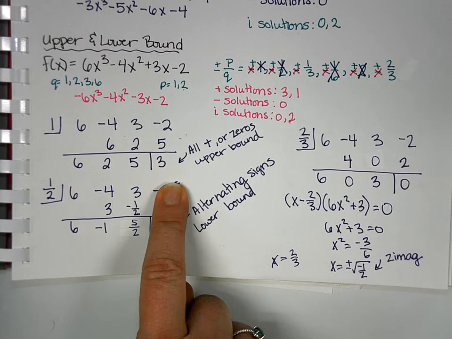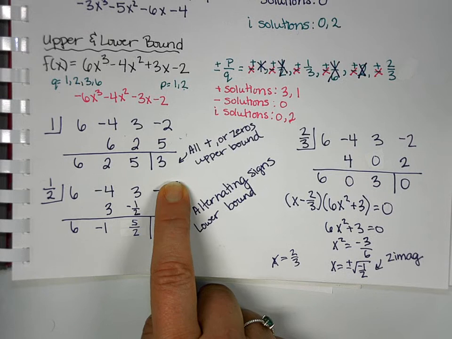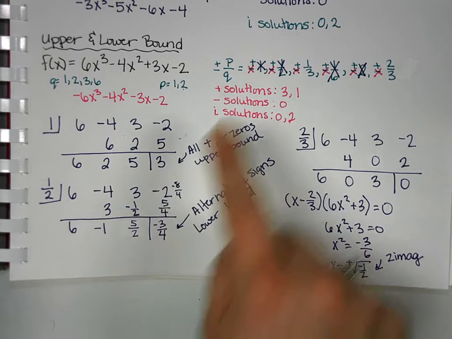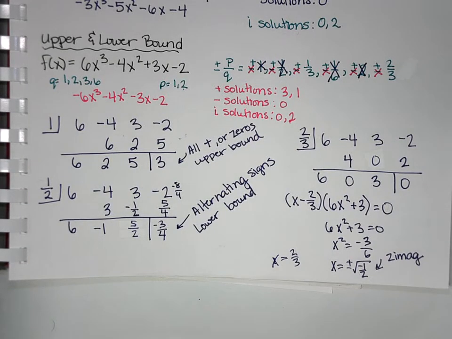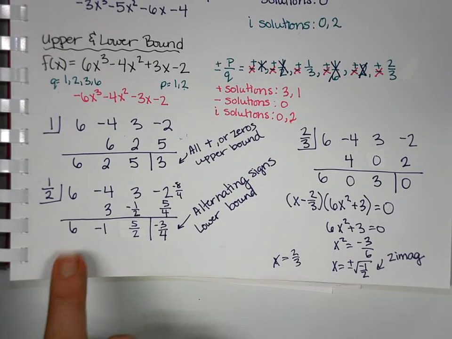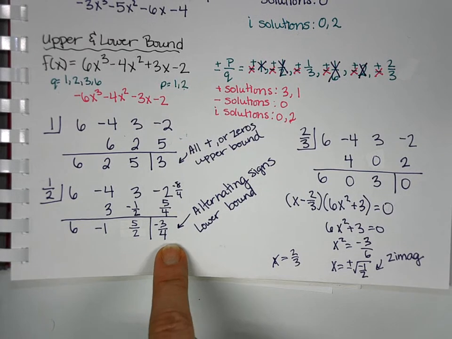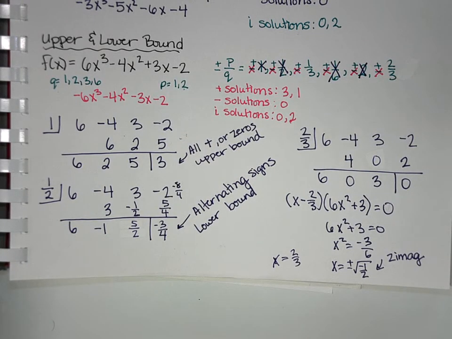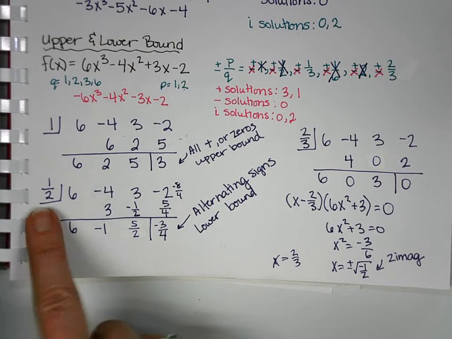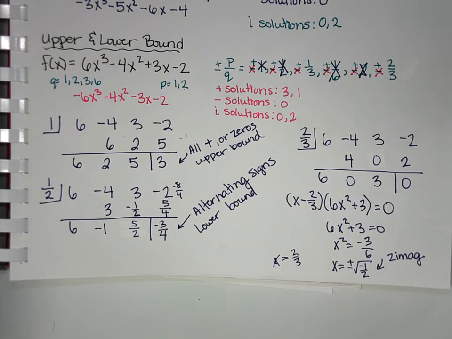So did you do synthetic and get all positives? Because if you did, that means that's an upper bound. So you know you're not going to have any numbers higher than 1. So it lets you narrow down your list a little more. When you plug something in and you get alternating signs, that means you have a lower bound, meaning you're not going to have anything smaller. So that means you can cross off anything smaller than the value that gave you that pattern. So upper and lower bound is another tool we have to help us narrow down our list as we go to smaller and smaller amounts.